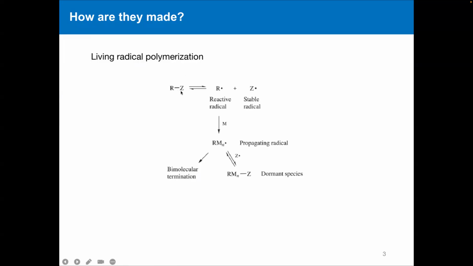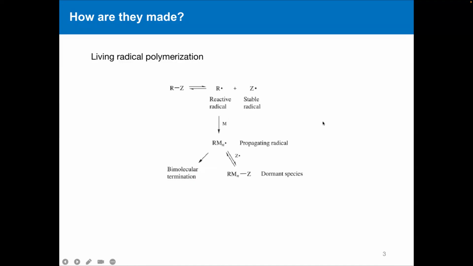We can see that R-Z can form a reactive radical and a stable radical by light or heat or something else. Of course, the reactive radical can easily react with the monomer, which helps it form the propagating radical, and the propagating radical will react with the stable radical to form the dormant species. Also, the dormant species can convert back into the propagating radical, which lets the propagating radical react with another monomer again. This helps us control the chain length and block composition precisely.